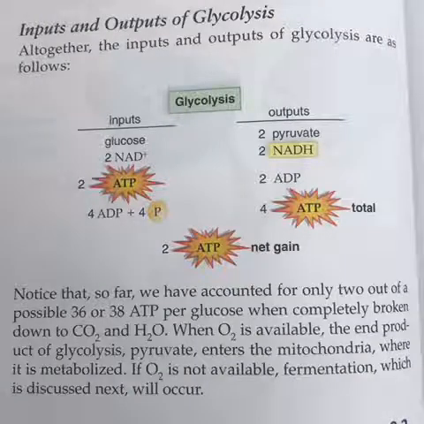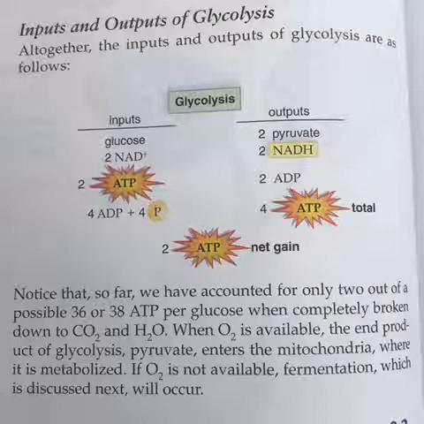Inputs and outputs of glycolysis. Altogether, the inputs and outputs of glycolysis are as follows. The inputs are glucose, 2 NAD+, 2 ATP, 4 ADP, and 4 phosphate, and the outputs are 2 pyruvate, 2 NADH, 2 ADP, and 4 ATP total for a 2 ATP net gain.